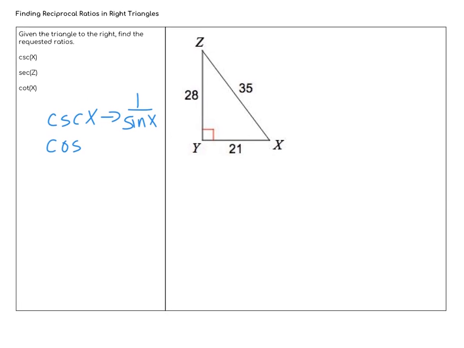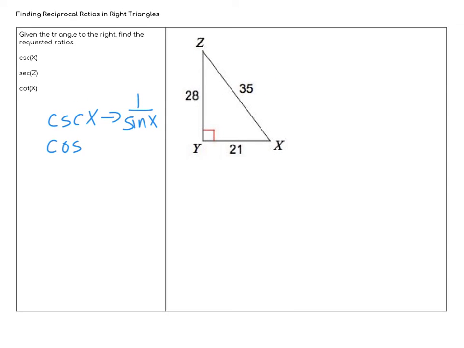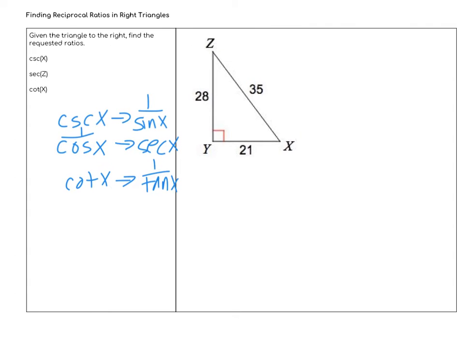Cosine, I can't move that, okay, is going to go with secant. So if I've got cosine of x flipped, that would give me secant. And then cotangent is going to be the flipped version of tangent. So these are the reciprocal trig ratios. And when we're trying to work with these, we're going to treat a lot of this exactly the same as if we were looking with the non-reciprocal trig ratios.